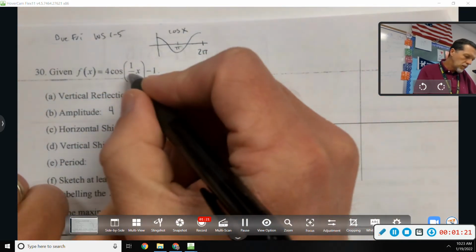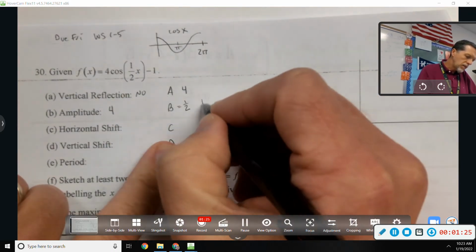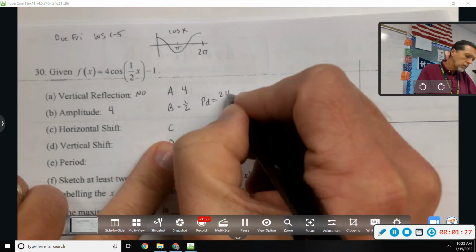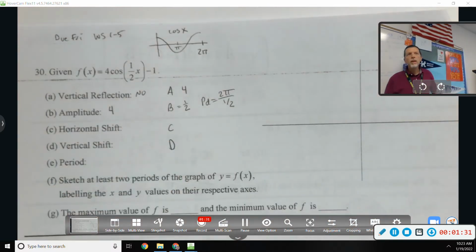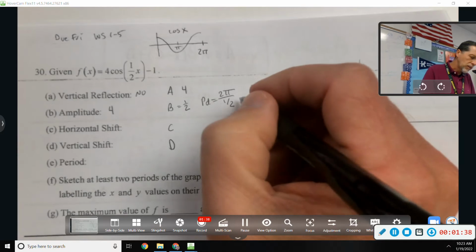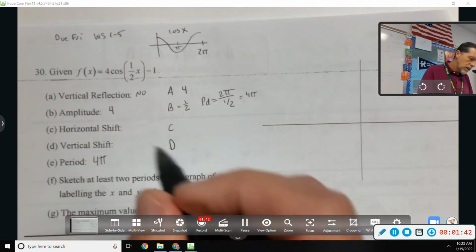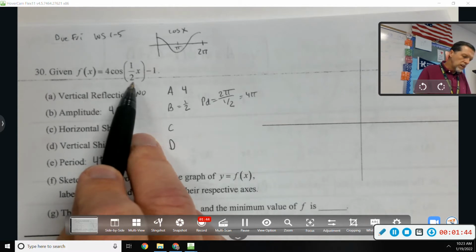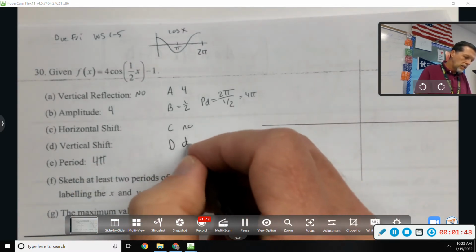B is 1/2, but that means the period is regular period over B. So keep it, change it, flip it if you need to. Hopefully we've done enough of these that you know that 2 pi divided by 1/2 is 4 pi. C is none. And D means down 1.